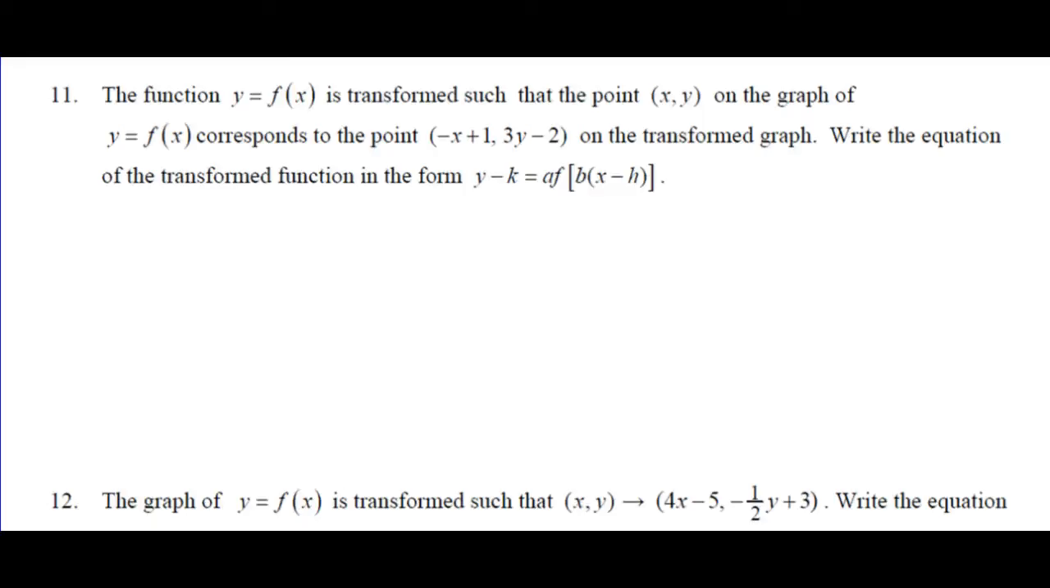Okay, so write the equation of the transform function in this form, and we're very nice, we gave you the form. So let us take xy, and one at a time, we're going to do some transformations, and we're going to end up with negative x plus 1, 3y minus 2. Okay? And I'm actually going to make this a slightly bigger arrow so I can actually write below that arrow what happens. So, what's the first transformation that we do?